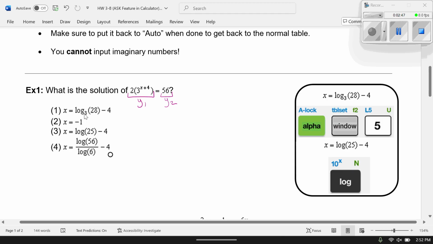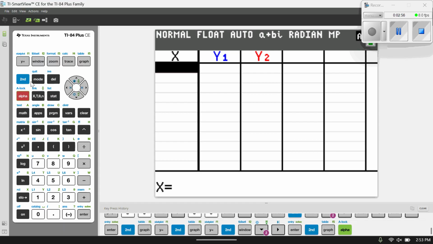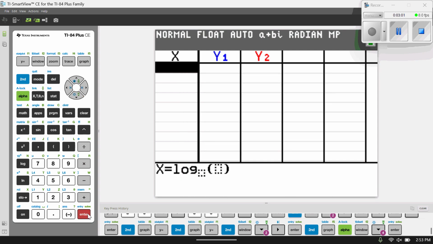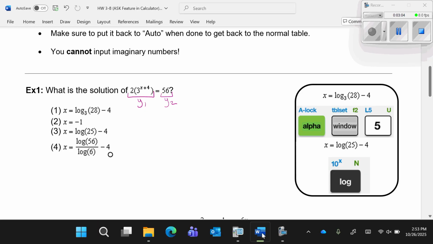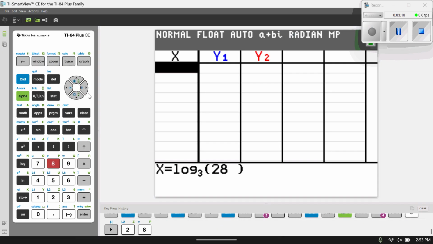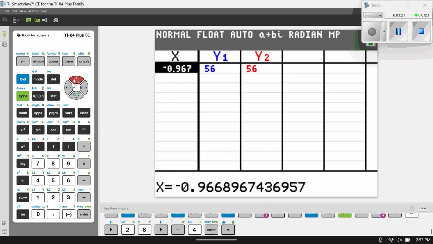So what do we specifically want to see? Your first answer choice is log base 3 of 28 minus 4. So we're going to try alpha window, choice 5, log base 3 of 28. Outside of the parentheses, put a minus 4. Now this is the exact value of choice 1. When I hit enter, notice how it becomes a decimal. But that's okay. The important part is that I got 56 is equal to 56.